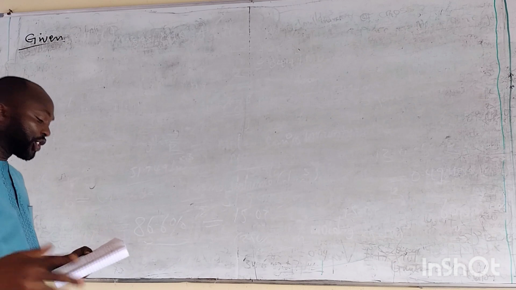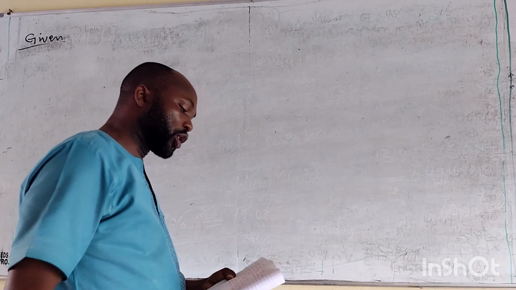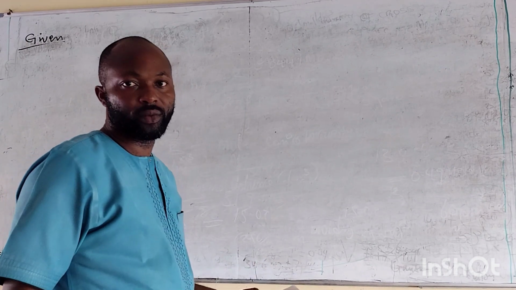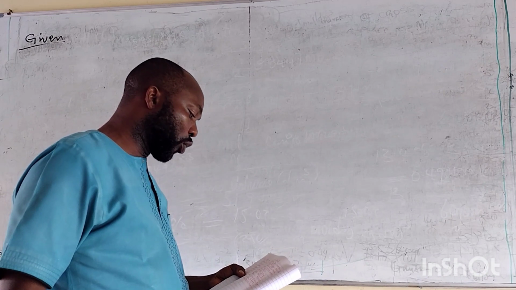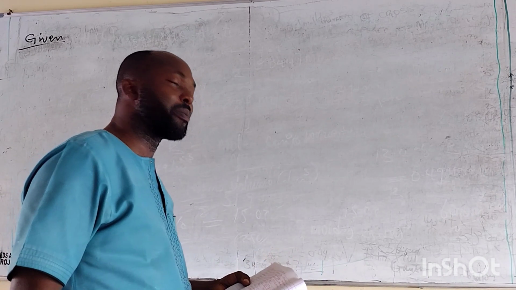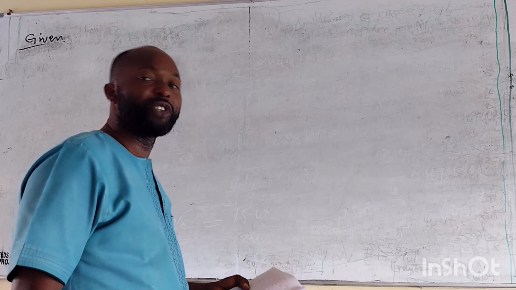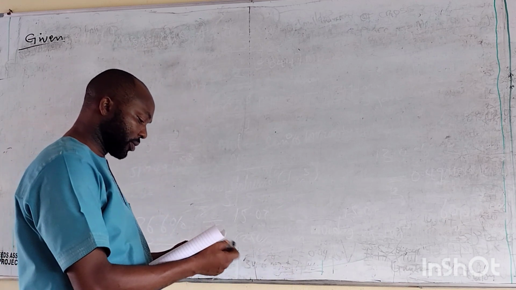"12 grams of a mixture of anhydrous sodium trioxocarbonate 4 and sodium chloride were made up to 1 dm cube." A mixture means that it is impure. So the mass concentration of the impure sodium trioxocarbonate 4 is 12 g/dm cube. So let's start with the base first.